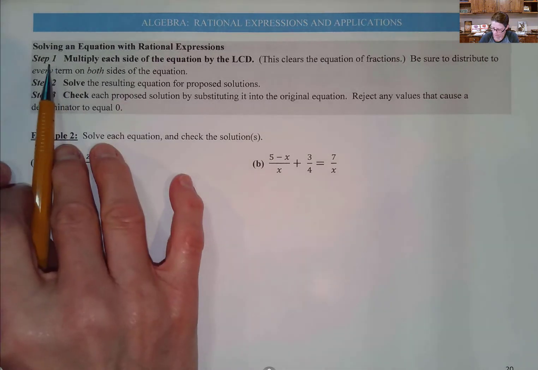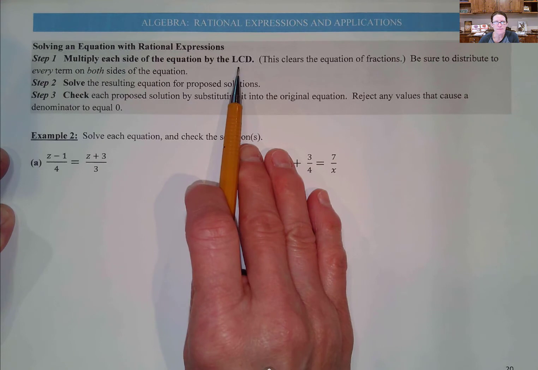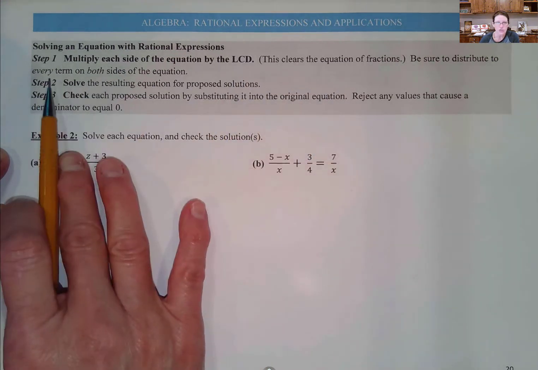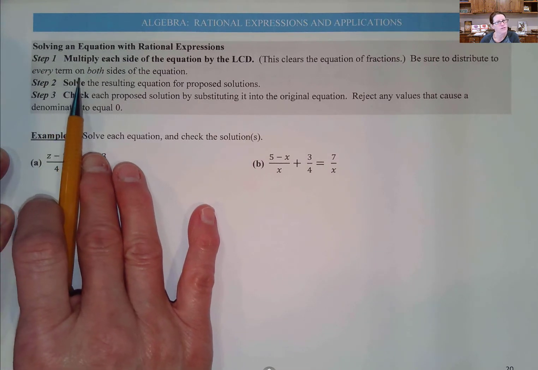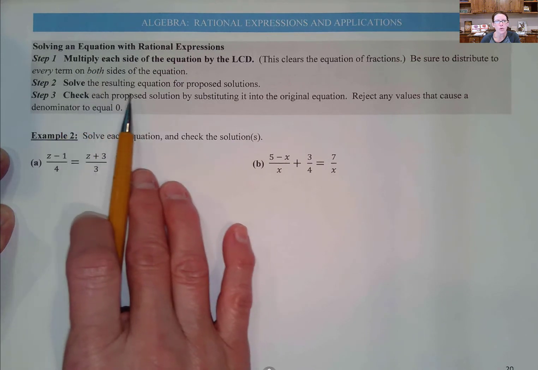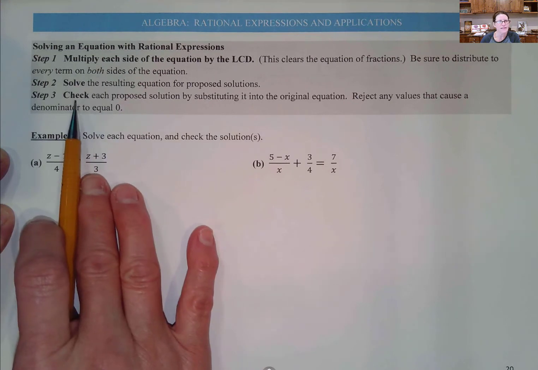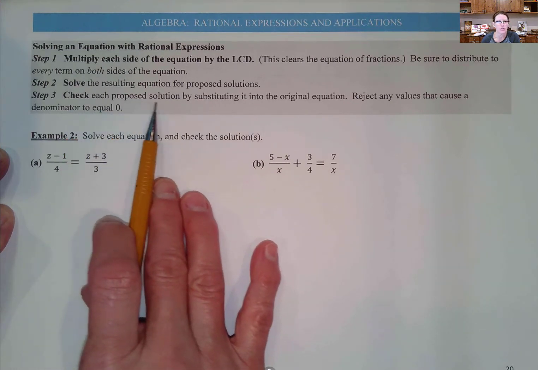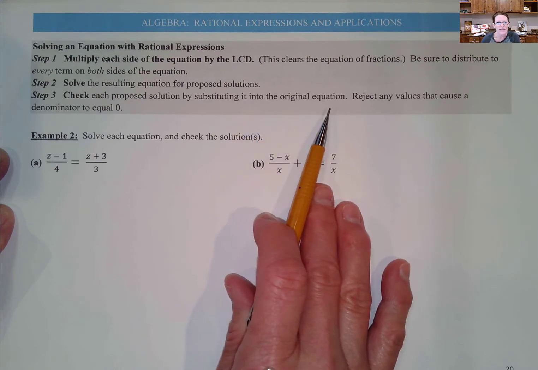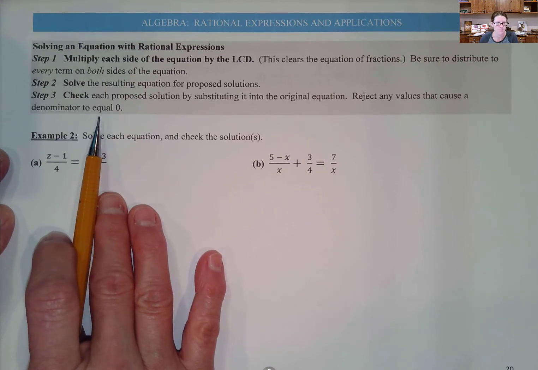And our steps are: step 1, multiply each side of the equation by the LCD. This clears the equation of fractions, and be sure to distribute to every term on both sides of the equation. Step 2, just solve the resulting equation for proposed solutions. And lastly, in step 3, check each proposed solution by substituting it into the original equation. Reject any values that cause a denominator to equal 0.